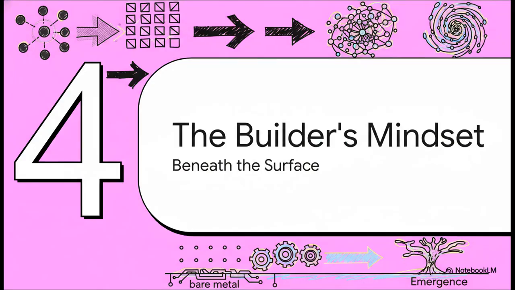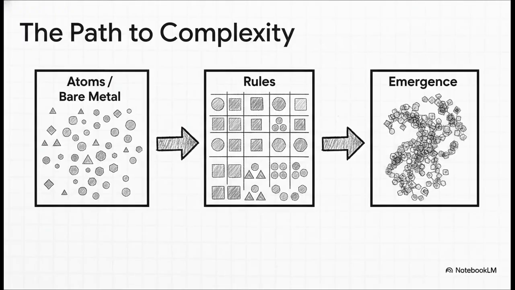So we've gone from bare metal to atoms to rules, and finally, all the way to emergence. And when you understand this progression, you get what we can call the builder's mindset. It's a way of seeing the hidden structure beneath the surface of any complex system. This is the path. This is the blueprint. First, you identify the absolute, non-negotiable fundamentals, your bare metal. Then, you apply simple, repeatable rules to organize them. And finally, you just step back and allow complex, emergent properties to arise from that interaction. This is the pattern that builds worlds.